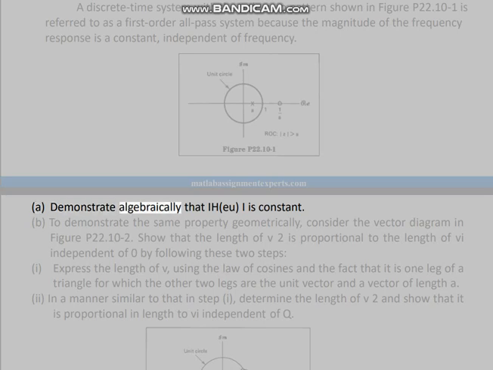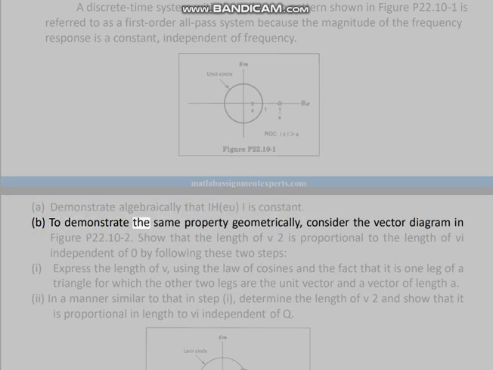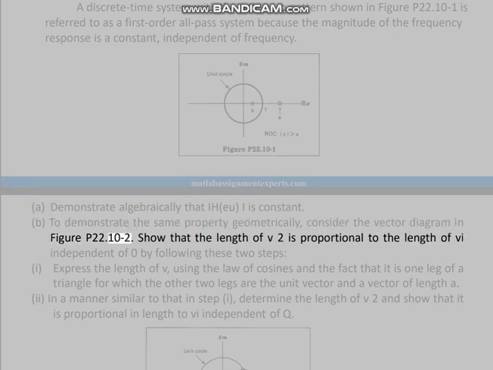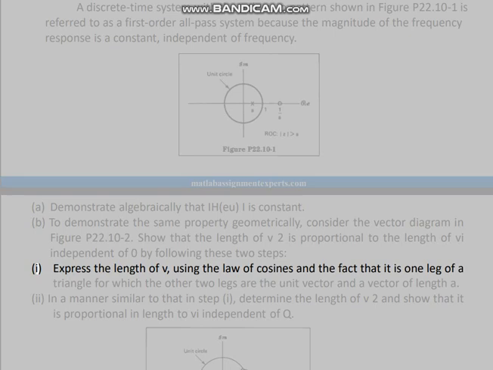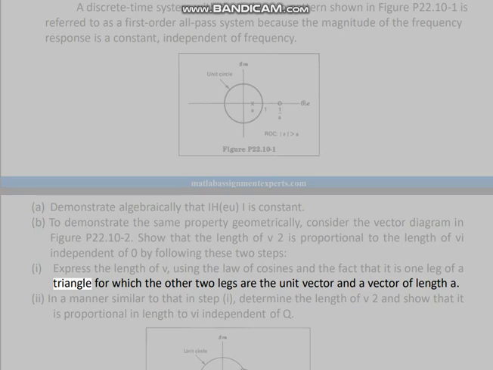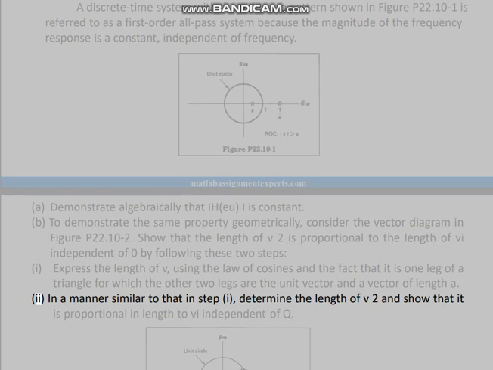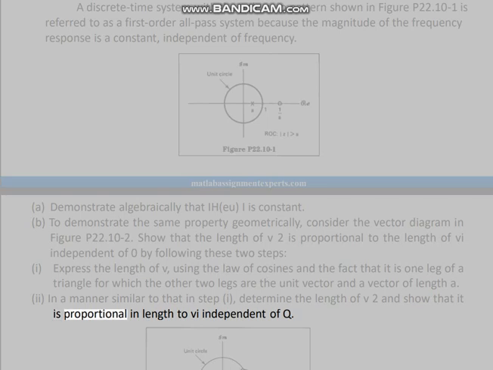A. Demonstrate algebraically that |H(e^jω)| is constant. B. To demonstrate the same property geometrically, consider the vector diagram in figure P22.10-2. Show that the length of V2 is proportional to the length of V1 independent of ω by following these two steps. 1. Express the length of V1 using the law of cosines and the fact that it is one leg of a triangle for which the other two legs are the unit vector and a vector of length a. 2. In a manner similar to that in step 1, determine the length of V2 and show that it is proportional in length to V1 independent of ω.